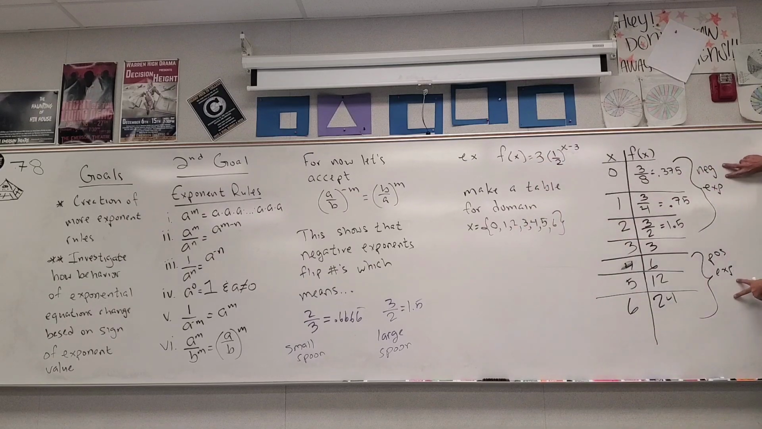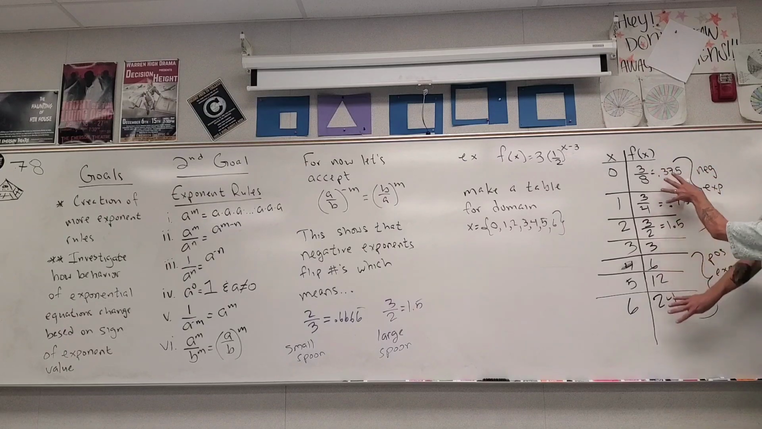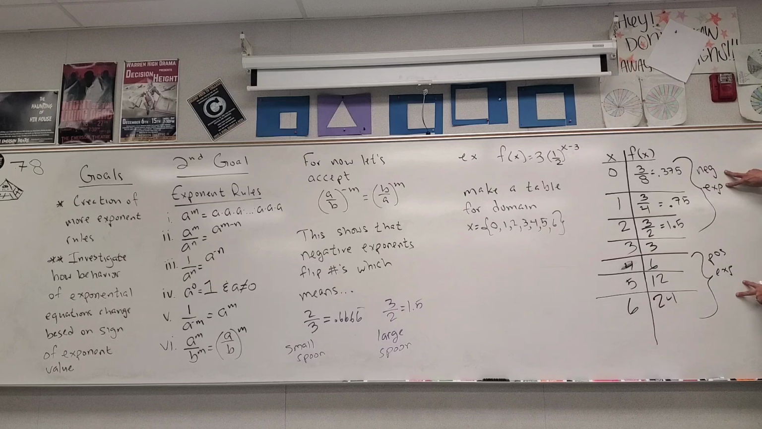Now, this problem could have looked like this, which would have switched these. Not switched those. These would still be the same. It would have switched these. The behaviors would have switched. We still would have had the negative exponent and positive exponents in the same place, but we would have a doubling the more negative we got, and we would have a halving the more positive we got.